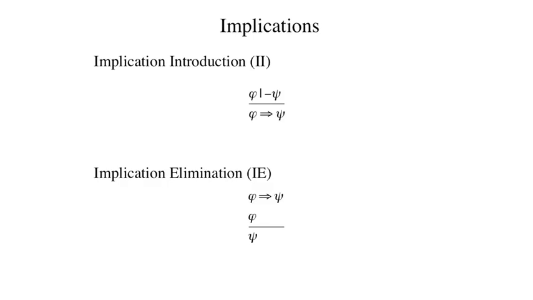Implication introduction is the Fitch embodiment of more complicated reasoning that we saw earlier. If by assuming phi we can infer psi, then we can infer the sentence phi implies psi. Implication elimination is the same here as the rule we saw earlier.